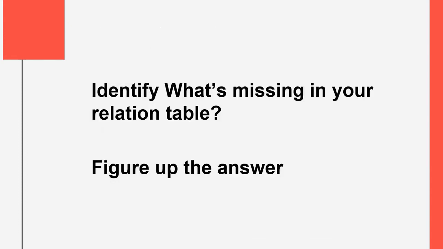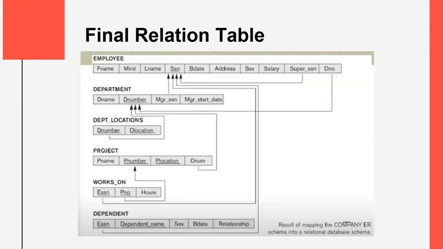Okay, so if you go through one by one from the start of this video until step 7, you will find that there is a missing relation between the project and also the department. So you may finish and figure out the answer, and make sure the answer will be like this. Okay, this is the final answer for the mapping.